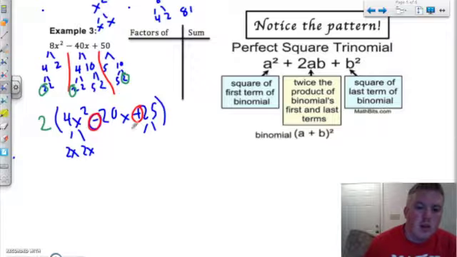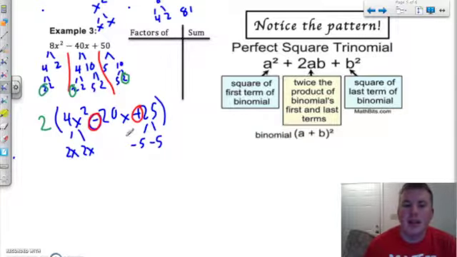So I can break 25 down normally into 5 times 5, but since I need that middle term to be negative, it's going to have to be a negative 5 and a negative 5. So I actually do now meet my first requirement, that the first and the last term have to be perfect squares.